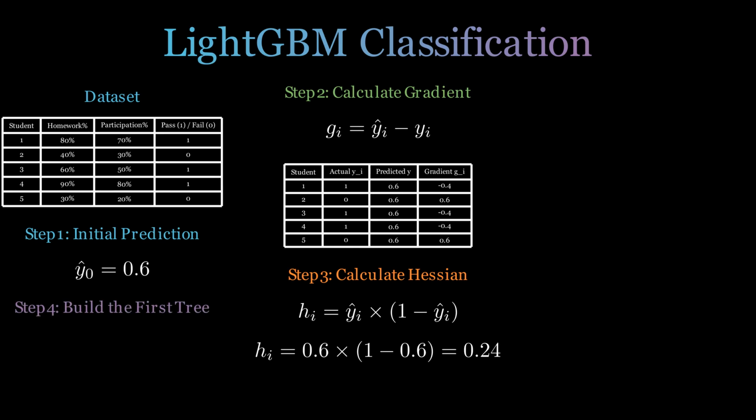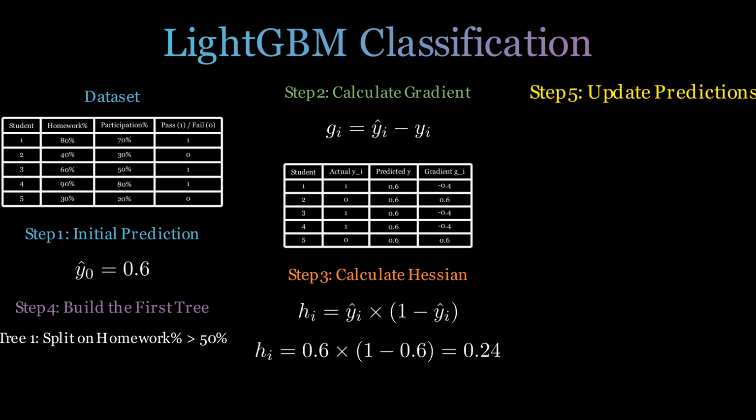Now, we build the first decision tree. The tree splits the data based on the features to reduce the error. For example, the tree might split students based on whether their homework submission rate is greater than 50%. After building the tree, we update our predictions by adding the tree's output to the initial prediction.